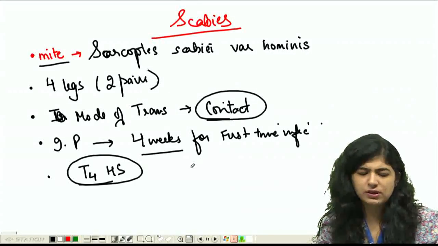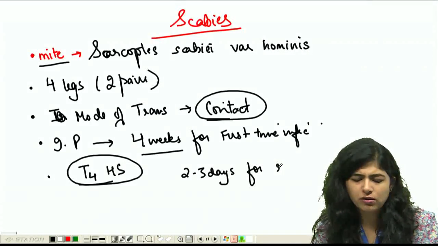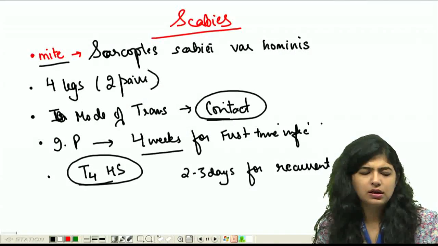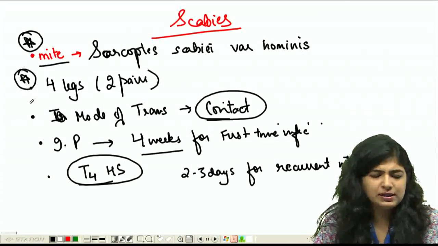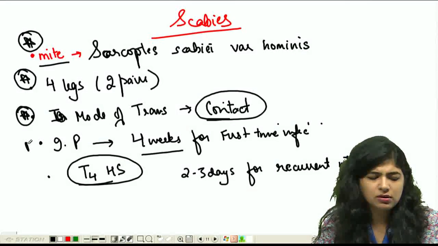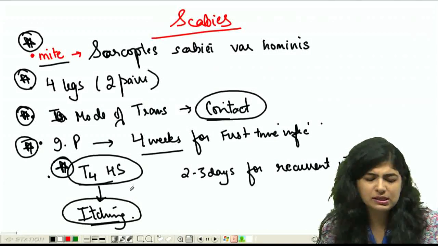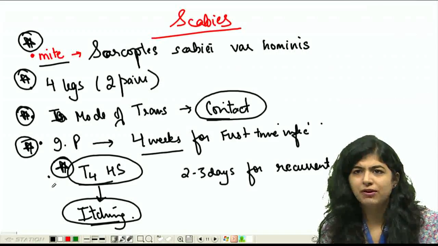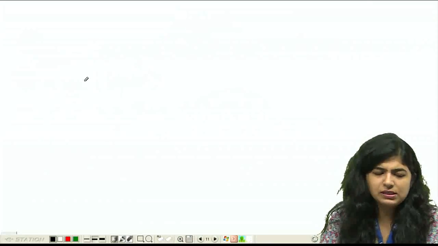Incubation period is 4 weeks for the first time infection, and then it can be as early as 2 to 3 days for recurrent infections. Clear? There is a question on the name of the mite, on the number of legs, mode of transmission, incubation period, type of hypersensitivity. This is also the reason for the itching. Type 4 hypersensitivity to the mite. All of these very, very important questions. Clear?